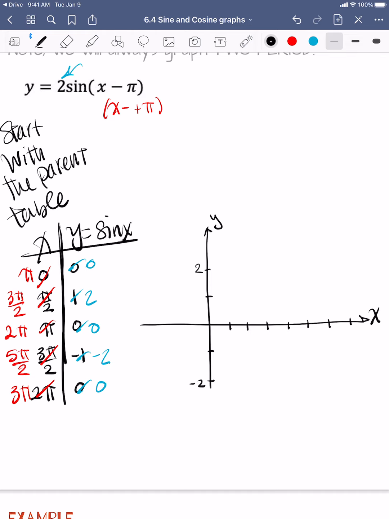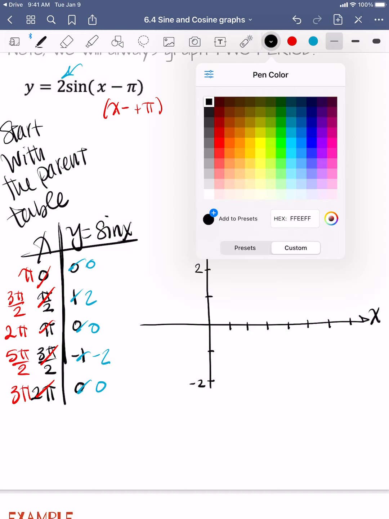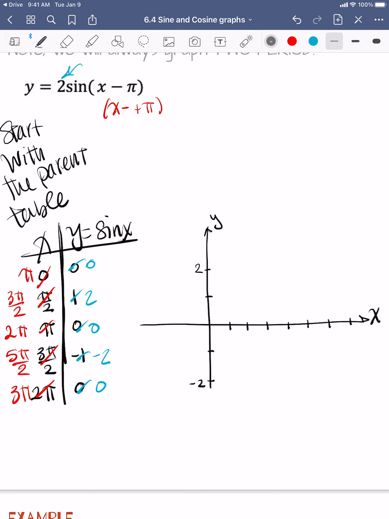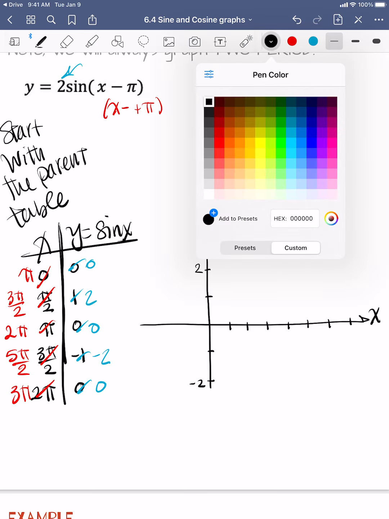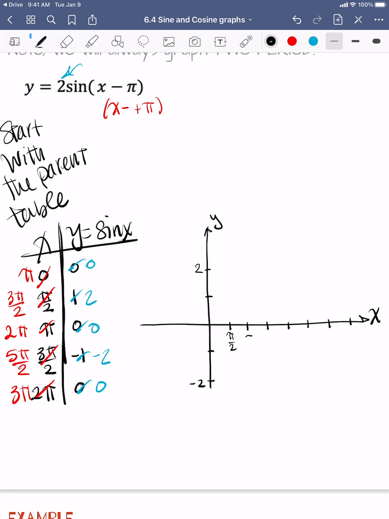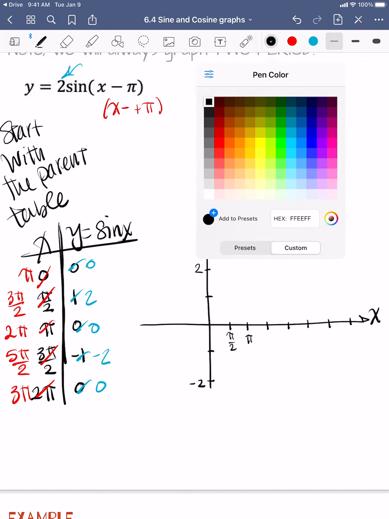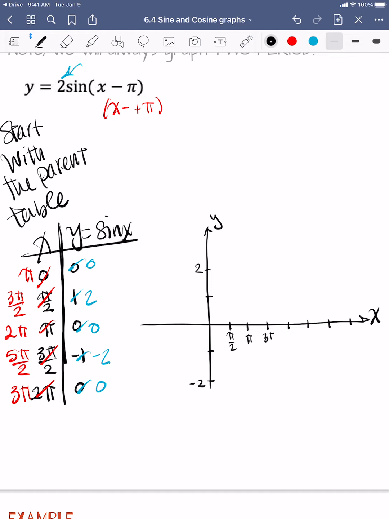And here I go. I'm going to plot. Pi, 0. Oh, I didn't label. Hang on a second. I've got to label this. This is pi over 2. This is pi. I don't have this one in my table, but I want to keep the same momentum. I don't want to mess up my markings. I always want my markings to be the same distance from each other. So 3 pi over 2.